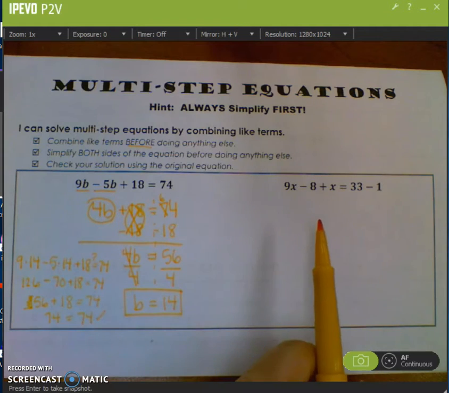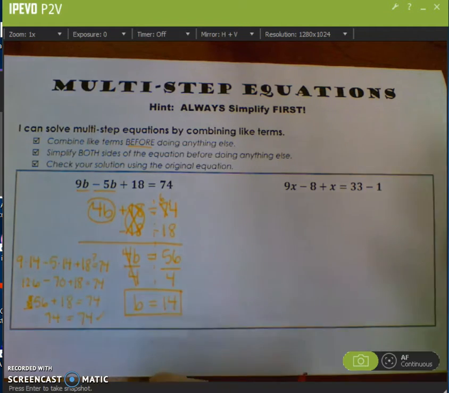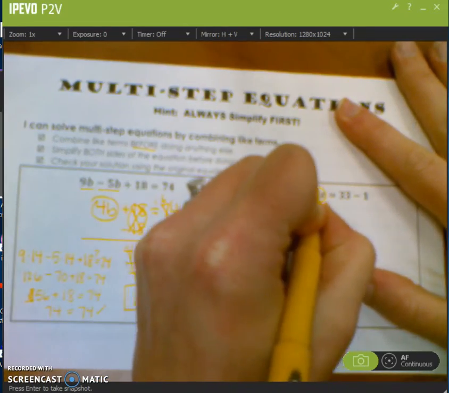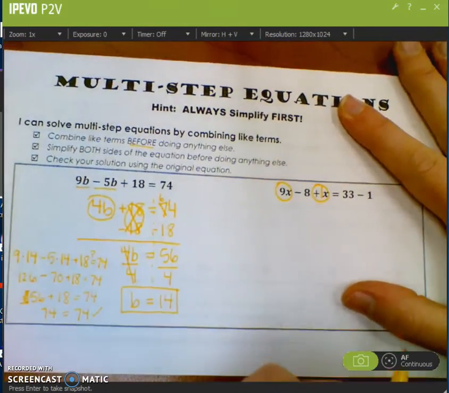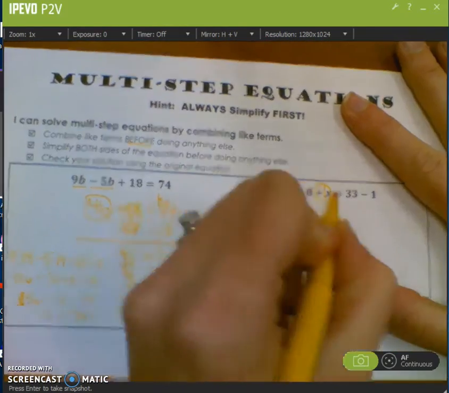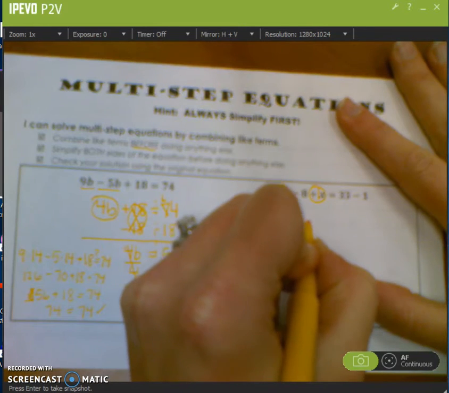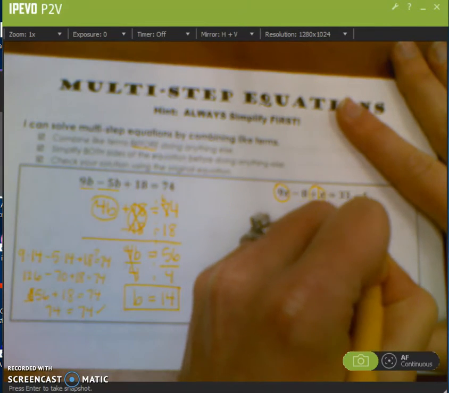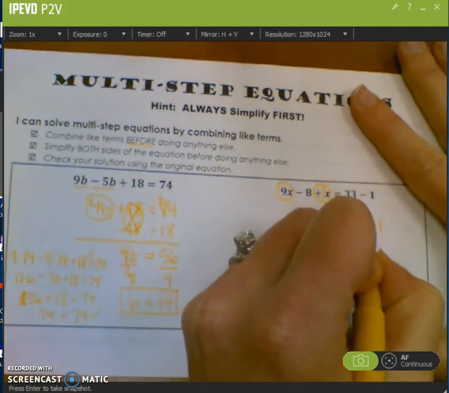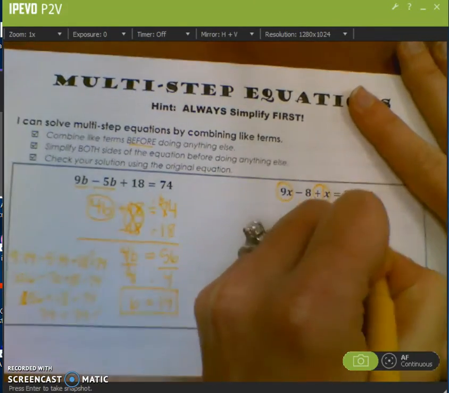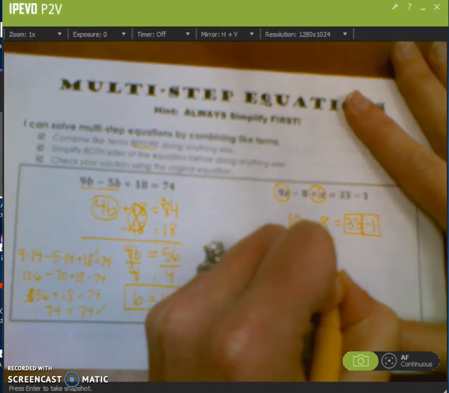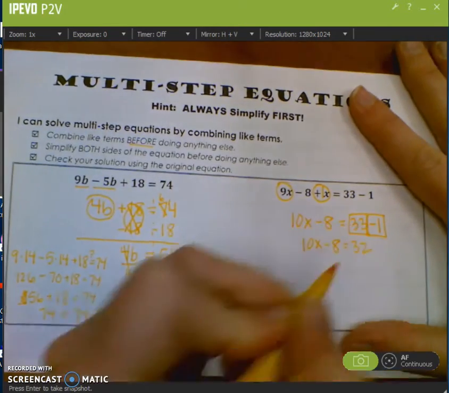So over here, again, we're going to combine like terms. So I'm going to find my like terms first. 9x and x are like terms. I can put a 1 in front of my x if it helps. 9x plus 1x is 10x. Minus 8 equals 33 minus 1. On this side, we have like terms as well. 33 minus 1, they're both constants. So 10x minus 8 equals 32.